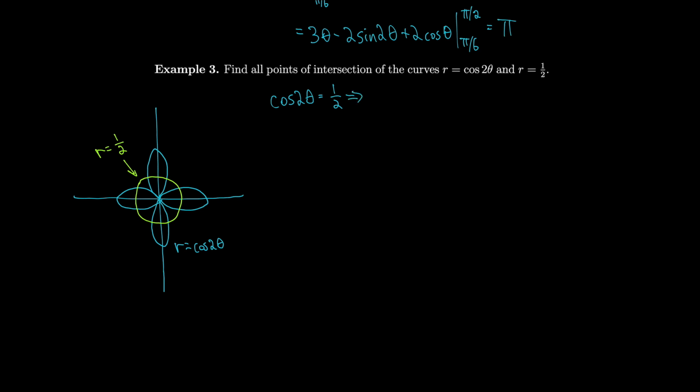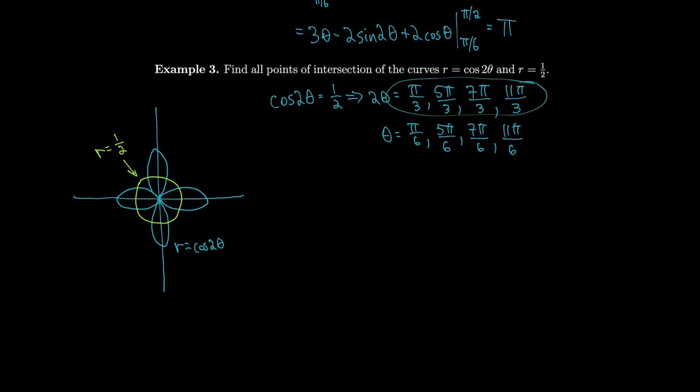So that's going to be when 2 theta is equal to pi over 3, 5 pi over 3, 7 pi over 3, 11 pi over 3. So solving for theta, we get that theta is equal to pi over 6, 5 pi over 6, 7 pi over 6, and 11 pi over 6. And notice we stopped over here at 11 pi over 3 because we're only going from 0 to 2 pi.